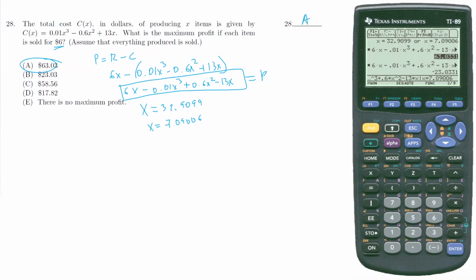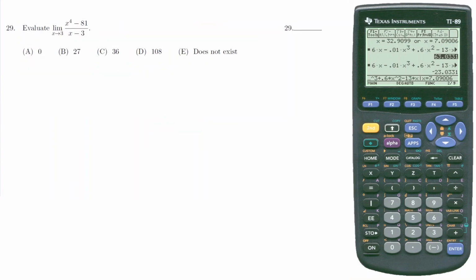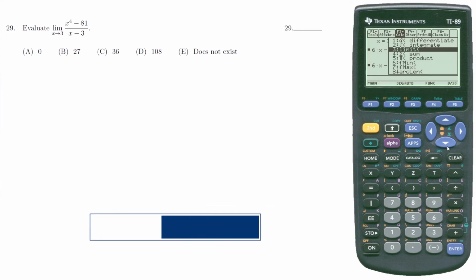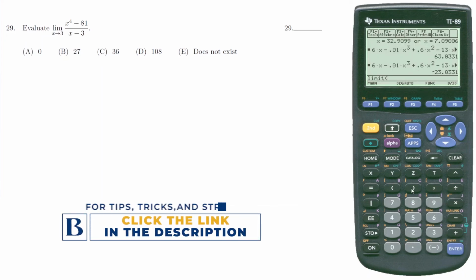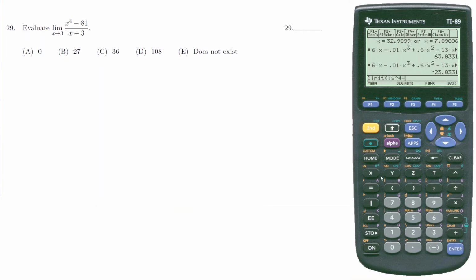Next. Evaluate the limit. Limits are pretty simple. Limit, and just make sure you put all the brackets, all the parentheses. So x to the fourth minus 81 over x minus 3 comma x comma 3. Boom, boom. 108. D.